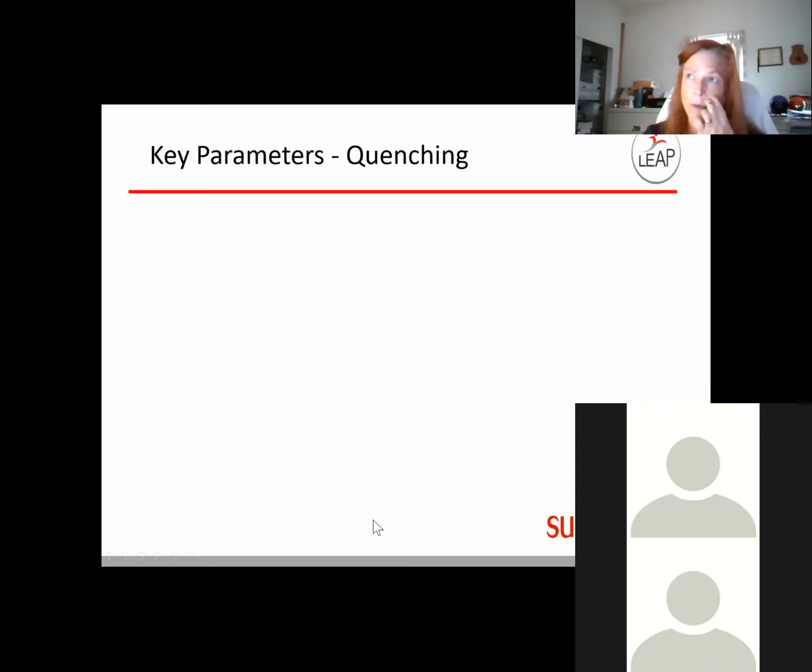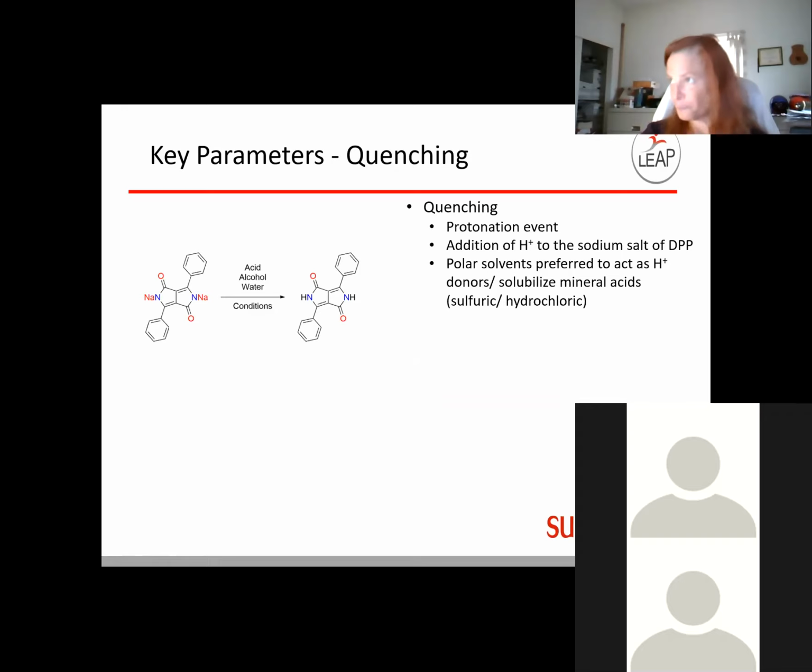I talked about a couple of key parameters in the manufacturing process. The first one is the quenching. Here, polar solvents are the preferred solvents because they act as the hydrogen donor that will provide the hydrogen needed for this protonation event. They are also able to solubilize the mineral acids that are part of the process.